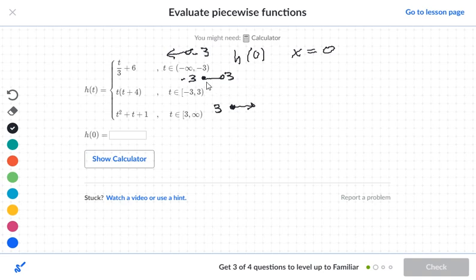But anyway, the first one right here is going from negative 3, working its way to the left. This one is starting at negative 3, including the negative 3, but not including the 3, going from negative 3 to 3. This one is starting at 3 and then moving to the right. So of course the best choice is right here. So we're going to use the second equation.